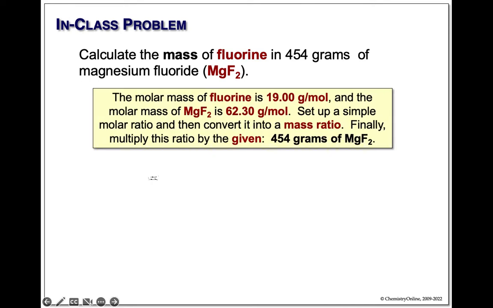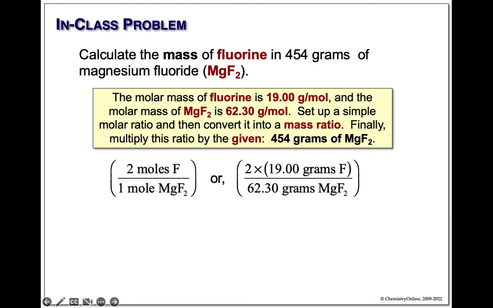So, fluorine is 19. Magnesium fluoride is 62. We have 2 fluorines for every MgF2. That's our mass ratio. Multiply it out. Well, okay, we could multiply this out. Or what I did here, and I forgot, was this is a ratio, isn't it? We don't have to do it in 2 steps. We can do it in 1 step.